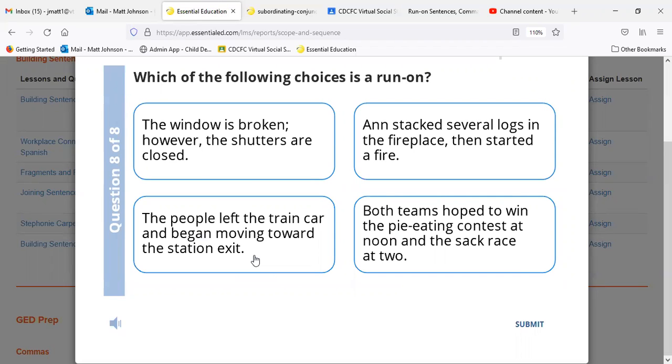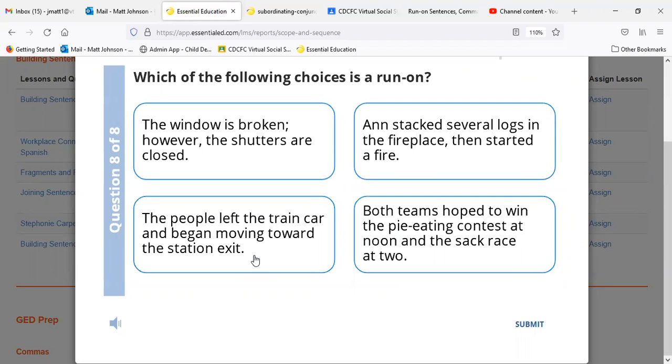The following choice is a run-on sentence. So the window is broken. Remember I told you, semicolon, however, comma, the shutters are closed. Complete sentence, not a run-on, not a fragment. The people left the train car and began moving toward the station exit. Not a run-on, complete sentence, no punctuation needed there.